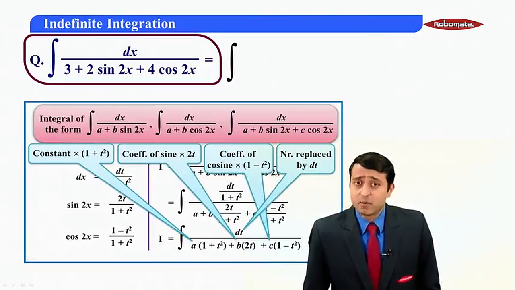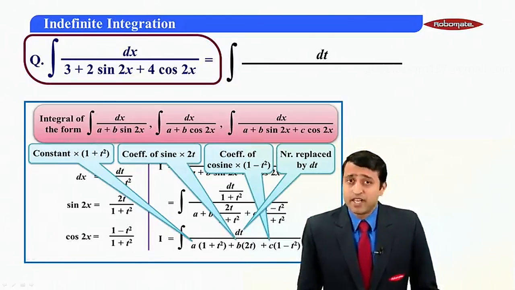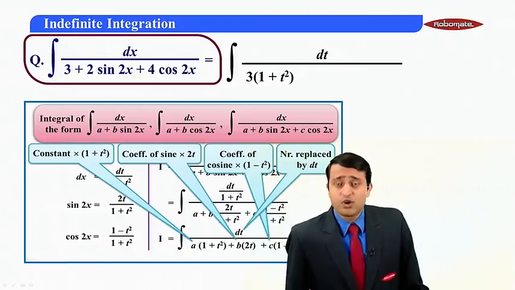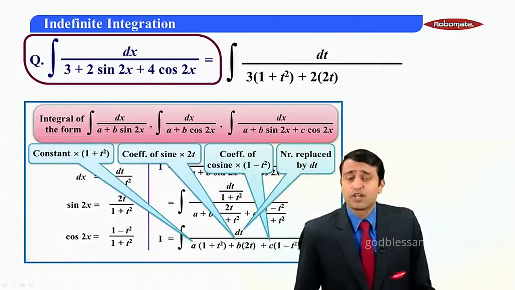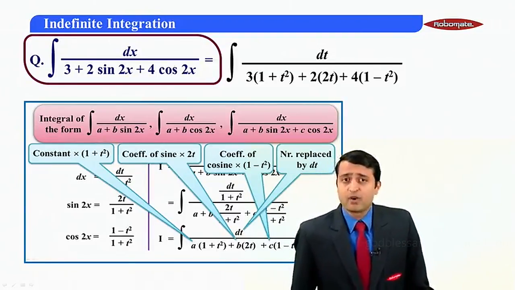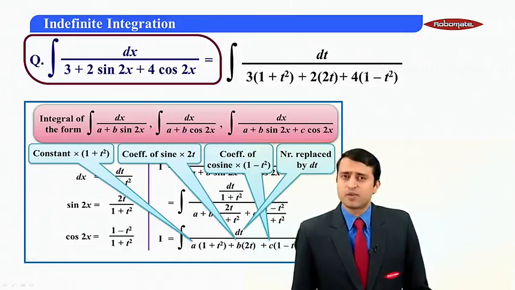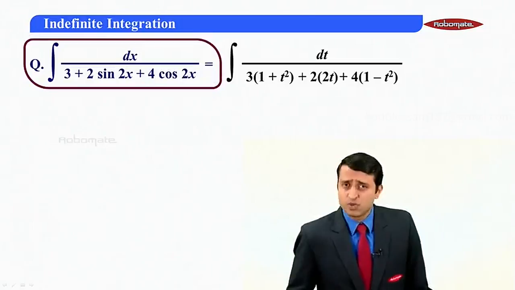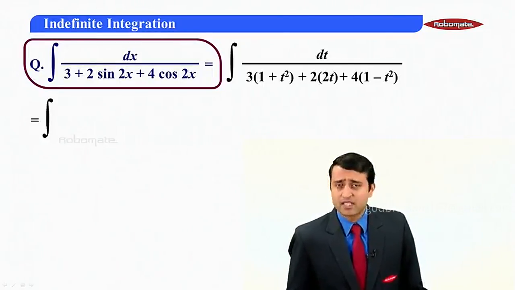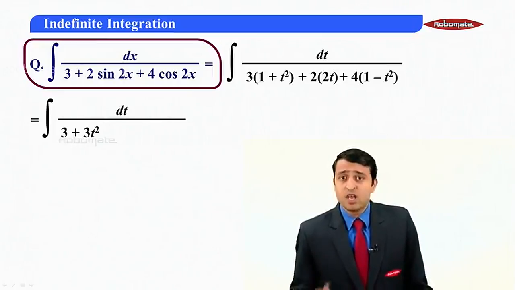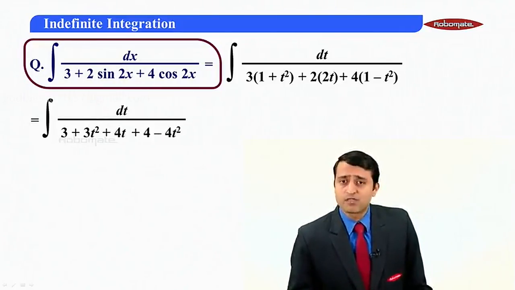The numerator gets replaced by dt. The constant, which is 3, gets multiplied by 1 plus t square. Coefficient of sine 2x, which is 2, gets multiplied by 2t. And coefficient of cos, which is 4, gets multiplied by 1 minus t square. Now, to solve this further, we need to open the brackets in the denominator. So dt upon, can I say 3 plus 3t square plus 4t plus 4 minus 4t square.